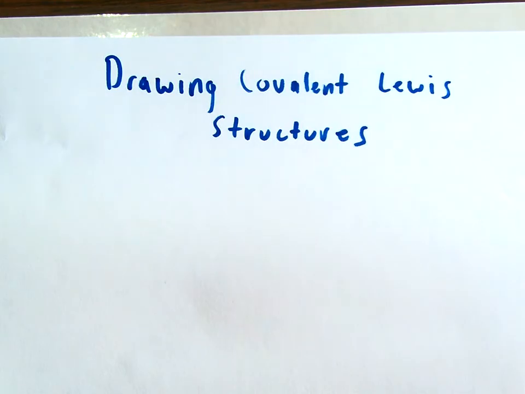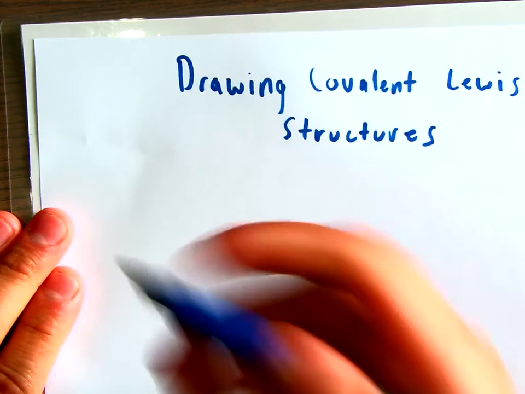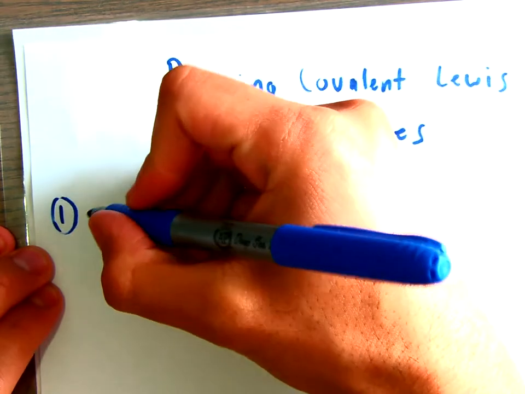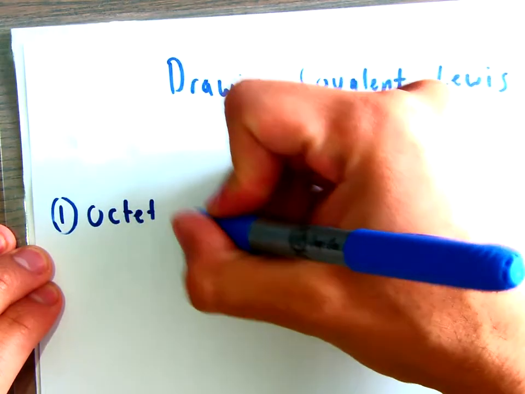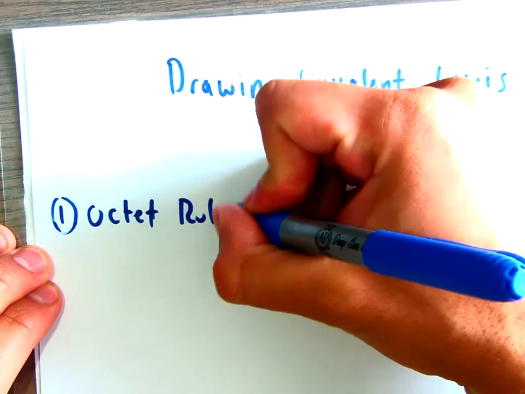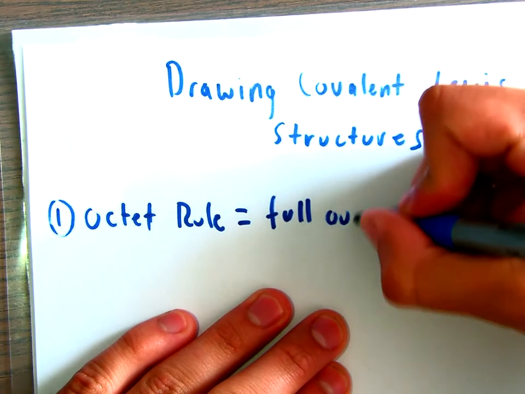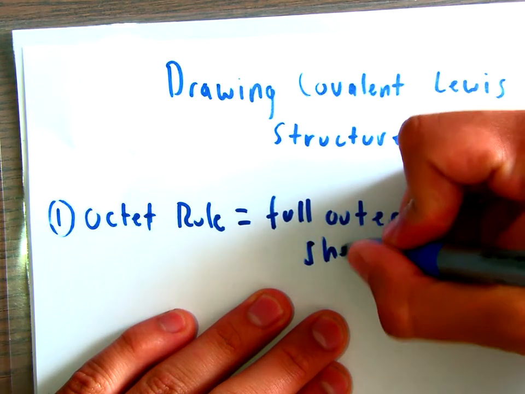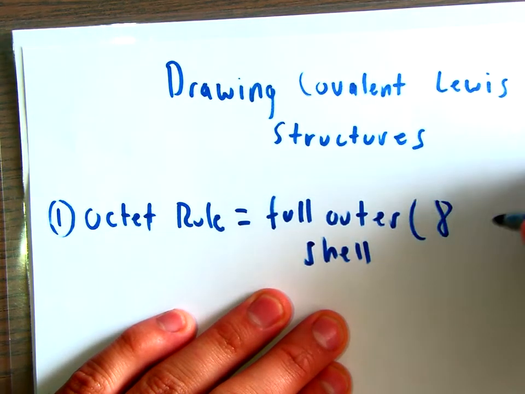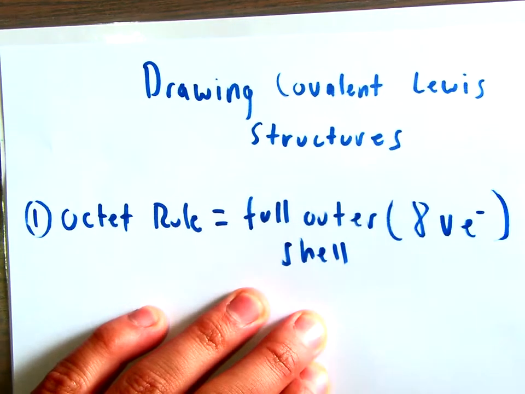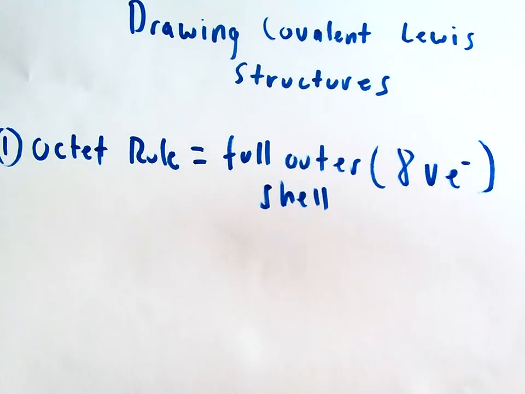Okay, so today we're going to go over how to draw Lewis structures for covalent bonds, in other words, for molecules. First we're going to go over some background information, then we'll go over the steps, then after that we'll go over some practice problems. The first thing we need to know is the octet rule, which we've gone over already, but essentially the octet rule states that every atom wants a full outer shell. In other words, it wants 8 valence electrons. So that's the first concept we have to understand.